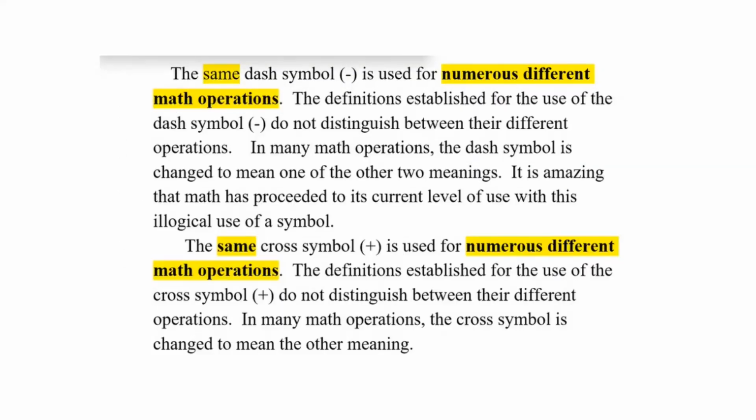The same dash symbol is used for numerous different math operations. The definitions established for the use of the dash symbol do not distinguish between their different operations. In many math operations, the dash symbol is changed to mean one of the other two meanings. It is amazing that math has proceeded to its current level of use with this illogical use of a symbol. The same cross symbol is used for numerous different math operations. The definitions established for the use of the cross symbol do not distinguish between their different operations. In many math operations, the cross symbol is changed to mean the other meanings.